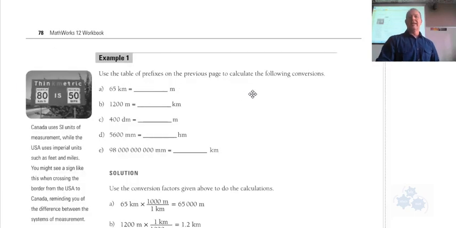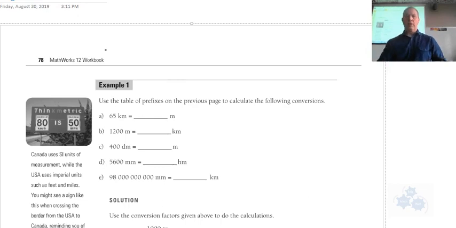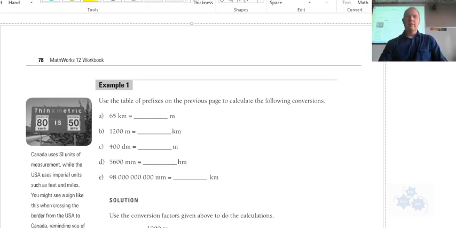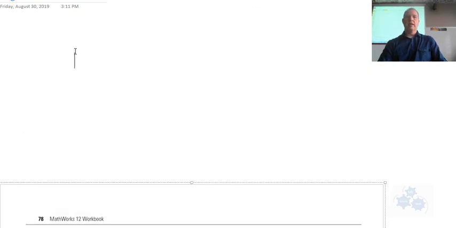Okay, so example 1. Before we do these conversions, for example, 65 kilometers is how many meters, there are a couple of different ways you could do this. The less mathy way is to do the metric staircase. On your second page, or on page 78, I would like you to do this. I'm going to give myself a little bit of space. We're going to put a metric staircase right here.